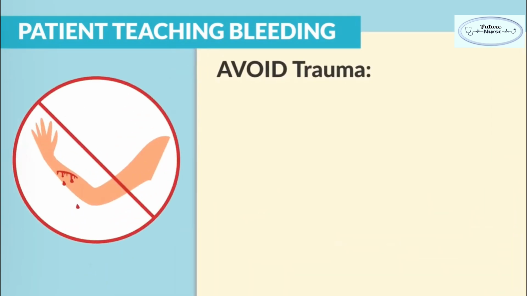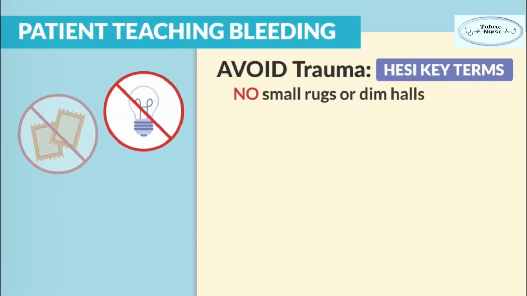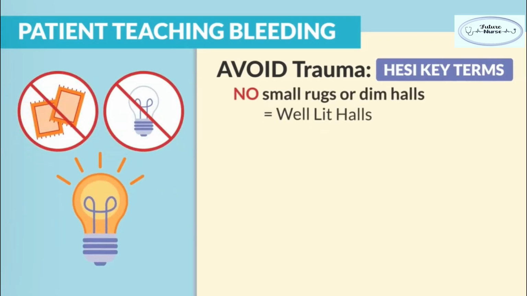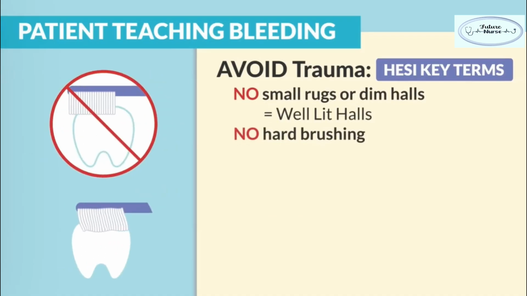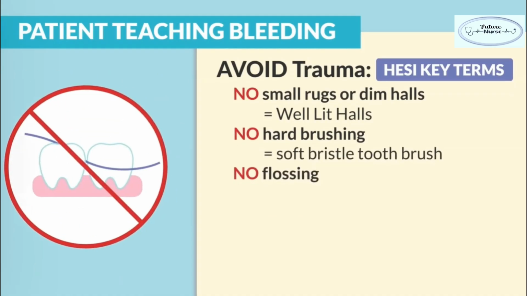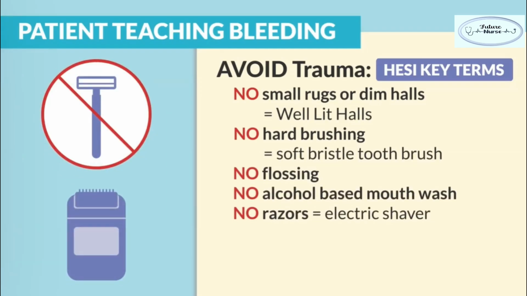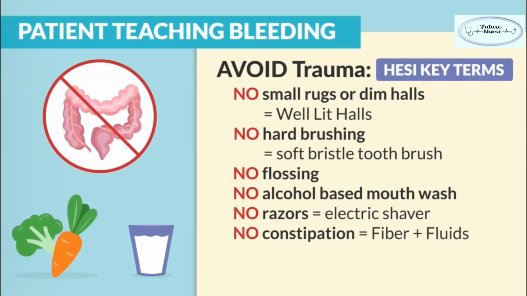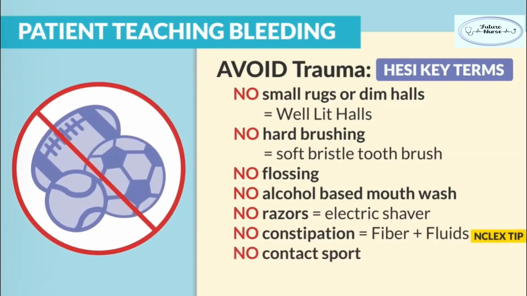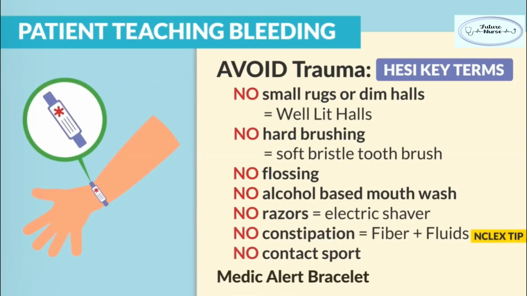Lastly, we avoid trauma, so the big key terms used on the Hesi. No small rugs or dim halls. Always well-lit hallways. No brushing hard, we use a soft bristled toothbrush. No flossing. No alcohol-based mouthwashes. No razors, only electric shavers. No constipation, only fiber and fluids, guys. And no contact sports. And we always wear a medical alert bracelet.